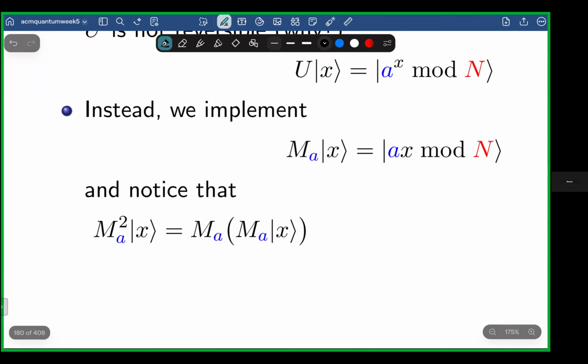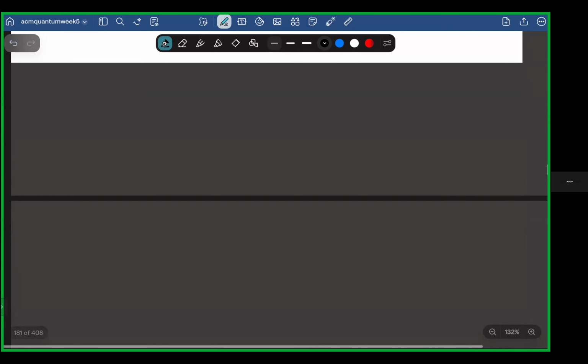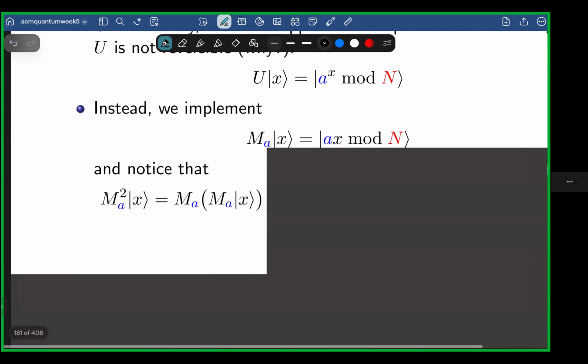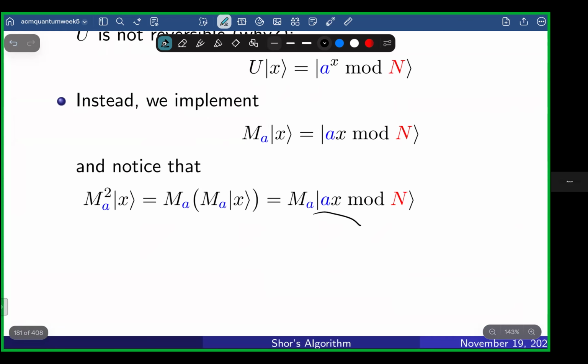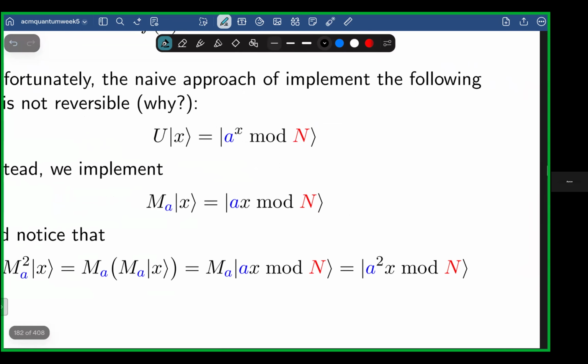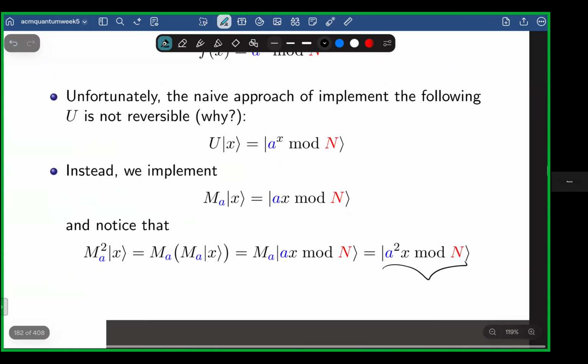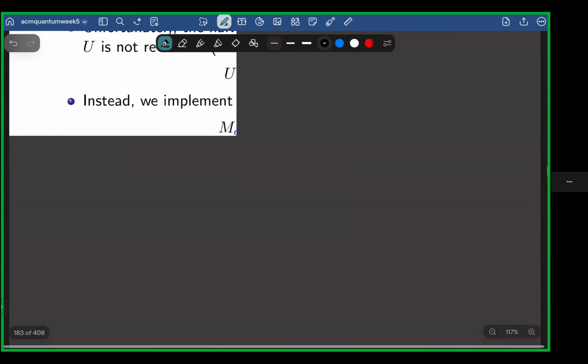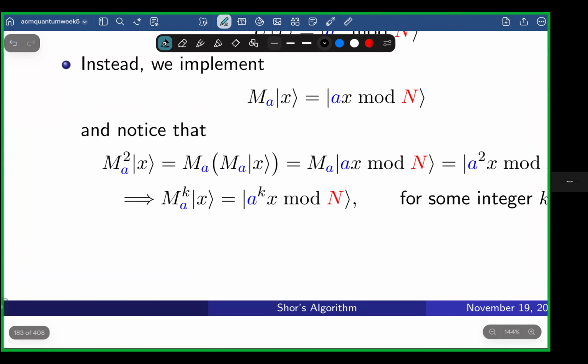M squared on X is MA applied on MA. MA we just said is this right here. Then we apply MA once again, and you get A squared, right? And then let's just generalize that. M to the K is just A to the K times X mod N.